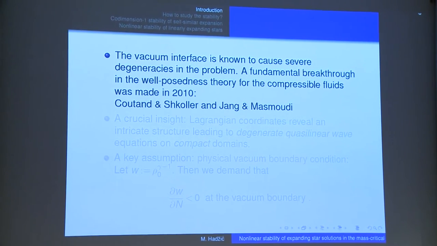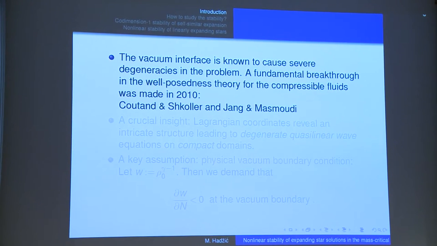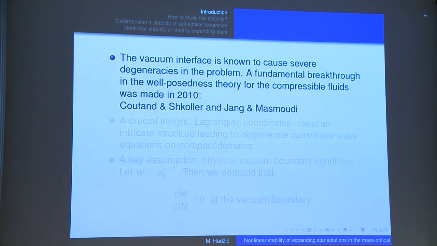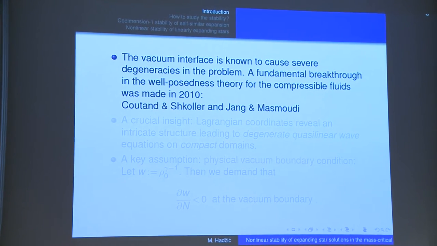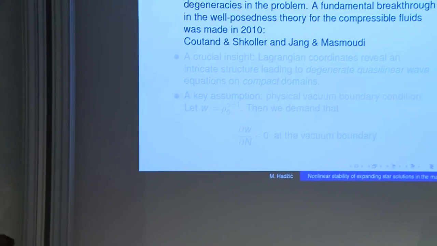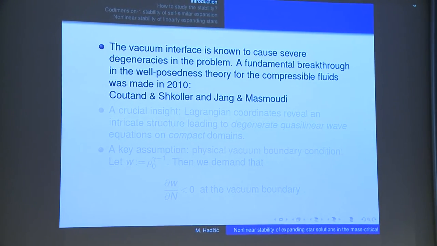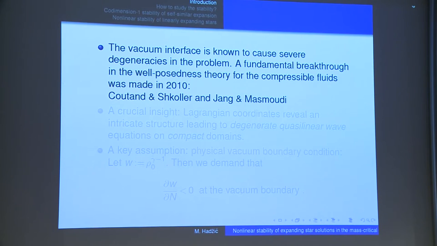Okay, so let me comment a little bit on the literature. The vacuum interface itself is known to cause severe analytical difficulties in proving even local well-posedness. The basic results in the theory of compressible fluids with vacuum interfaces are these two results. They came independently in 2010 by Coutand and Shkoller and Jang and Masmoudi. What they have to contend with is a certain degeneracy, which I will explain as we go through the talk, that is caused by the presence of the vacuum.